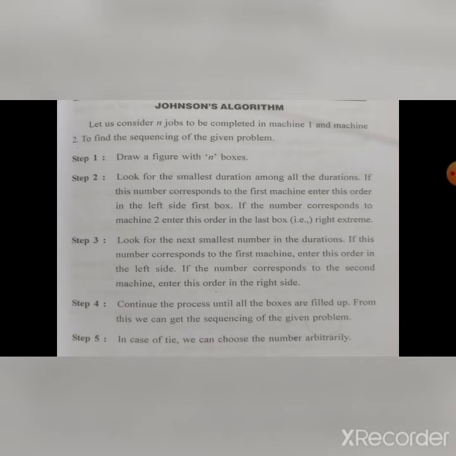From this we get the sequencing of the given problem. In case of a tie, we can choose the number arbitrarily. So after completing the boxes, only then do we come to the tabular column. In case of a tie, that means suppose two machines have the same smallest duration, you have to choose arbitrarily. That means you have to give first preference to the first one.